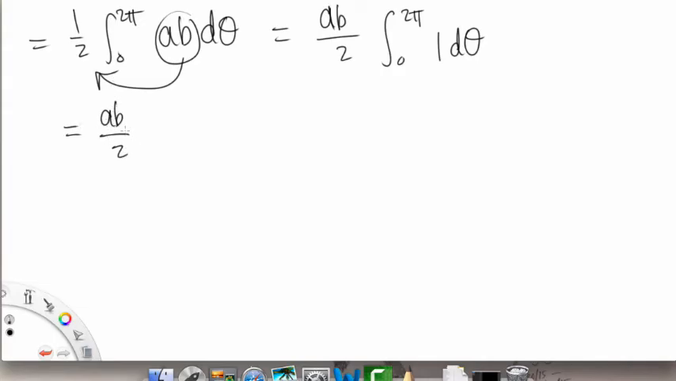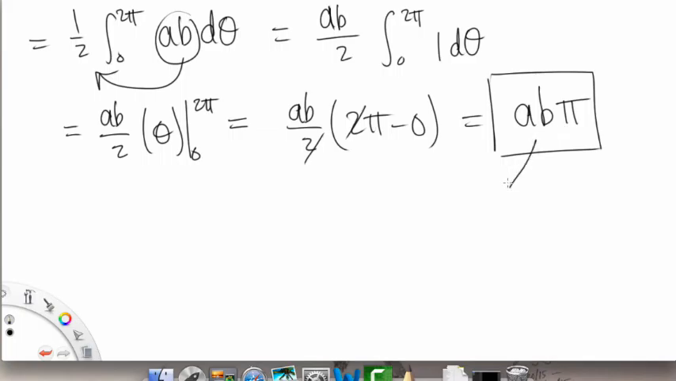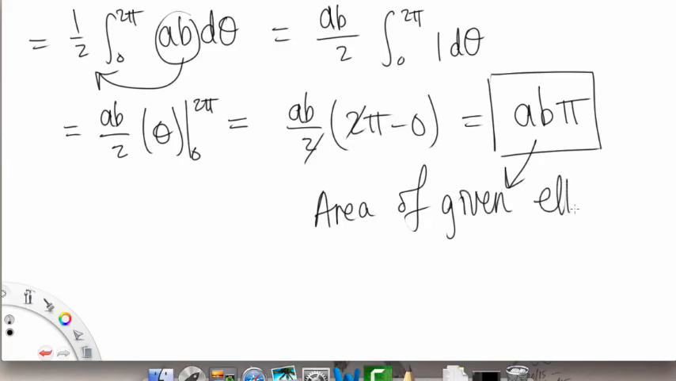We have a times b over 2 times theta, as theta goes from 0 up to 2 pi. So then when we plug that in, we get ab over 2 times 2 pi minus 0, which just turns out to be a times b times pi. Alright, so this is, according to the formula, the area of our given ellipse. Alright? Okay, now moving on to the next topic.